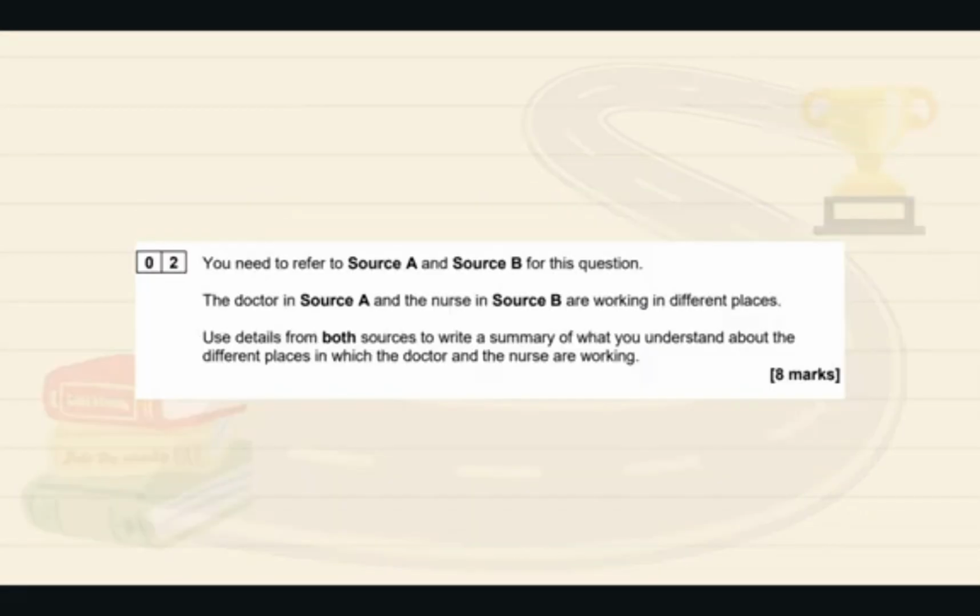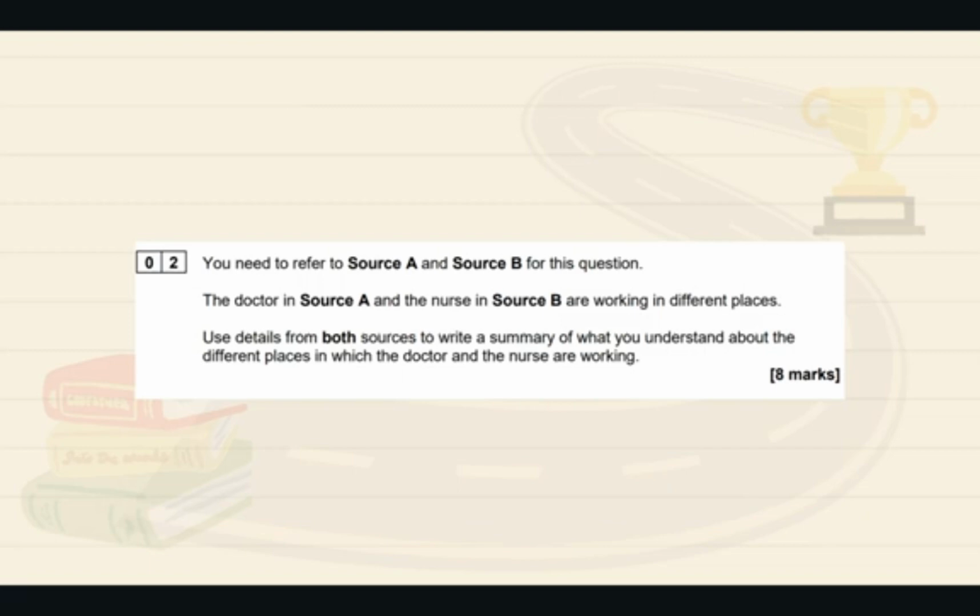Question 2 will look something like this. So it says, you need to refer to source A and source B for this question. The doctor in source A and the nurse in source B are working in different places. Use details from both sources to write a summary of what you understand about the different places in which the doctor and nurse are working for 8 marks.